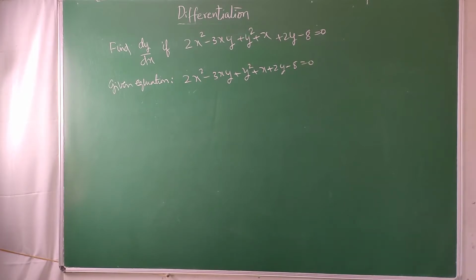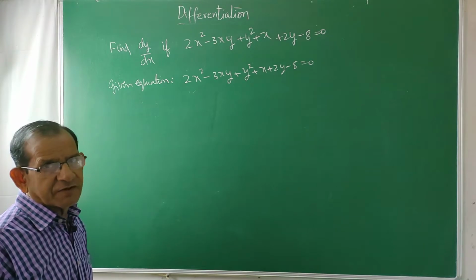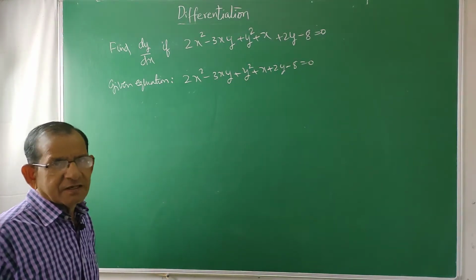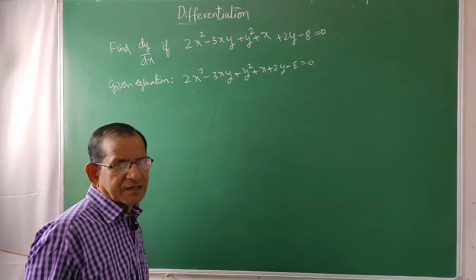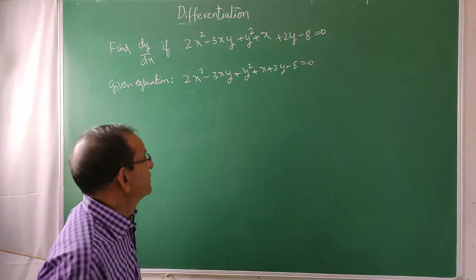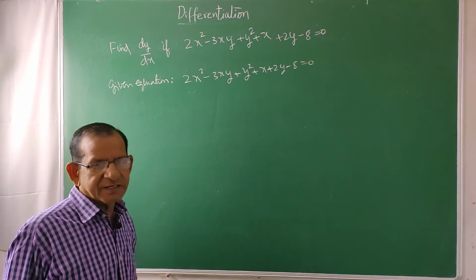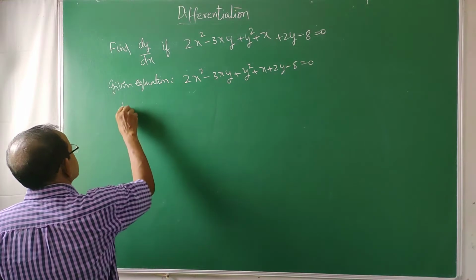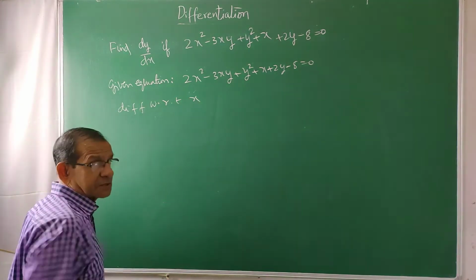Now see this question. An equation is given in terms of x and y. Here x and y are related by that equation. Now we say that it is called an implicit function. If y is in that form, it is called implicit function. Now I have to take the given equation and differentiate it directly. Each and every term I have to differentiate with respect to x, not with respect to y.